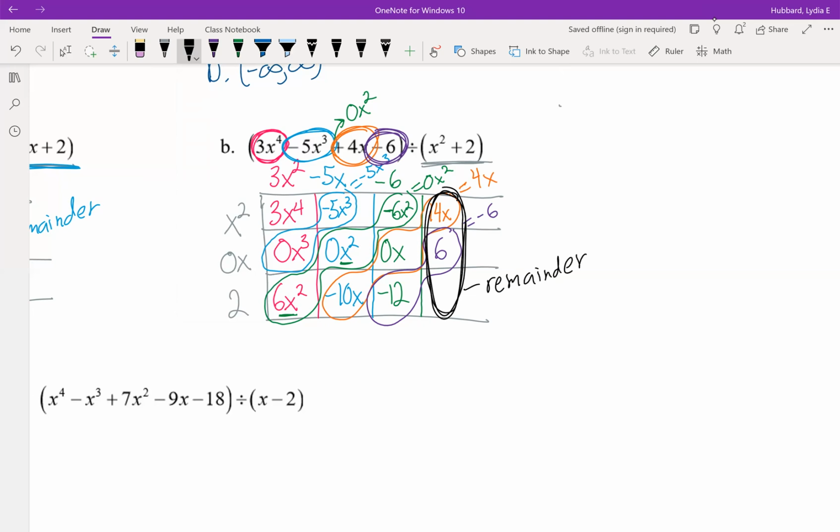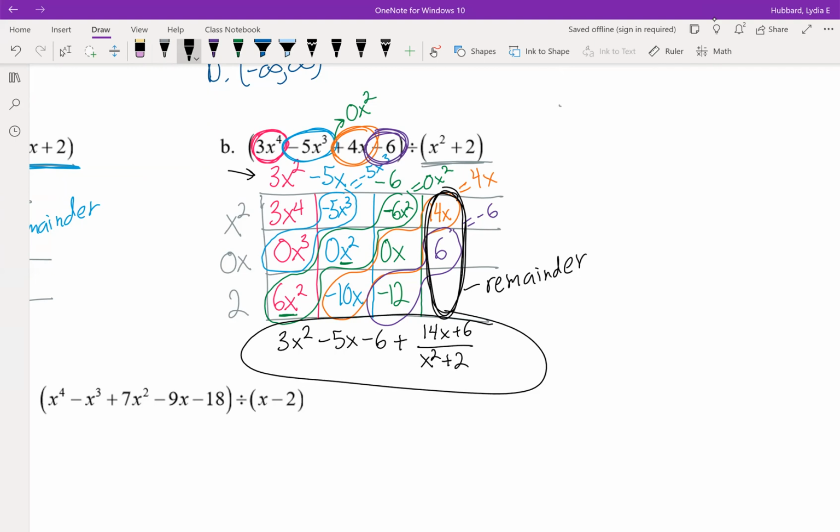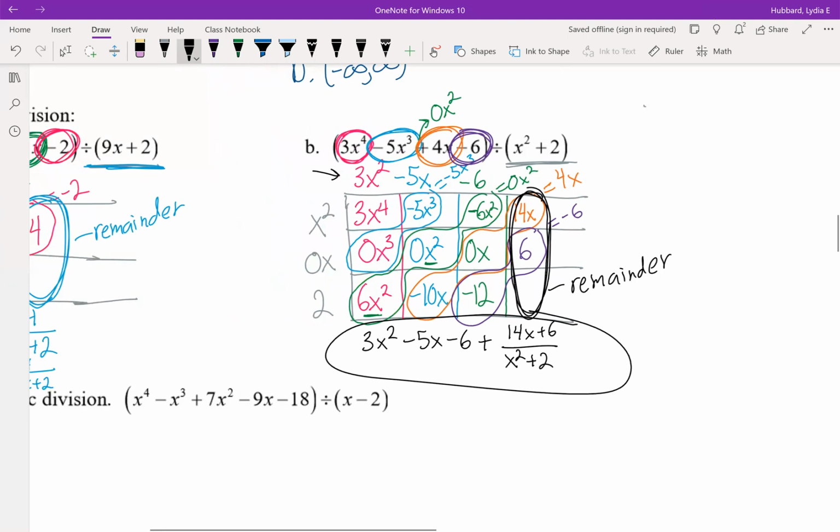Okay, and so the way we write our solution is we're going to write what's on the top. So 3x squared minus 5x minus 6 plus that remainder, which is 14x plus 6, divided by whatever we would be dividing by, which is x squared plus 2. And so that would be our solution. So make sure you're writing it like that. Some people tried to revert to the original. Please don't do that. Make sure you're looking at what's happening on top of the polynomial box.